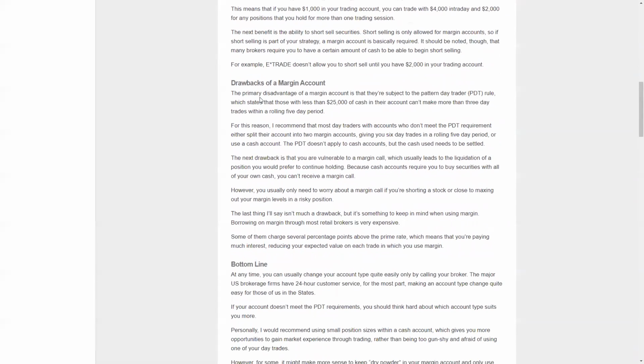Drawbacks of a margin account as well here. Okay, so the primary disadvantage of margin accounts is that they're subject to the pattern day trading rule, that PDT rule that everybody dreads. It's a common problem for small accounts, which states that those with less than $25,000 of cash in their account can't make more than 3 day trades within a rolling 5-day period. So if you buy a stock on Monday and sell it on Monday, you have to wait for that trade to clear on next Monday.